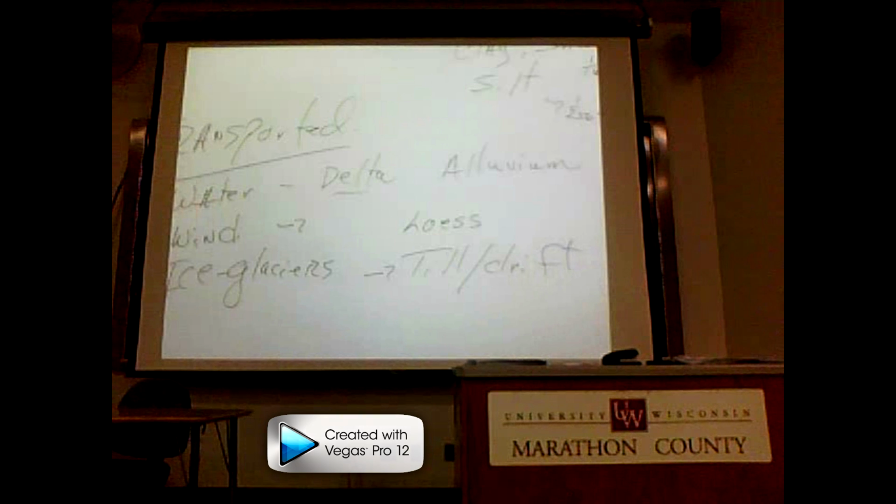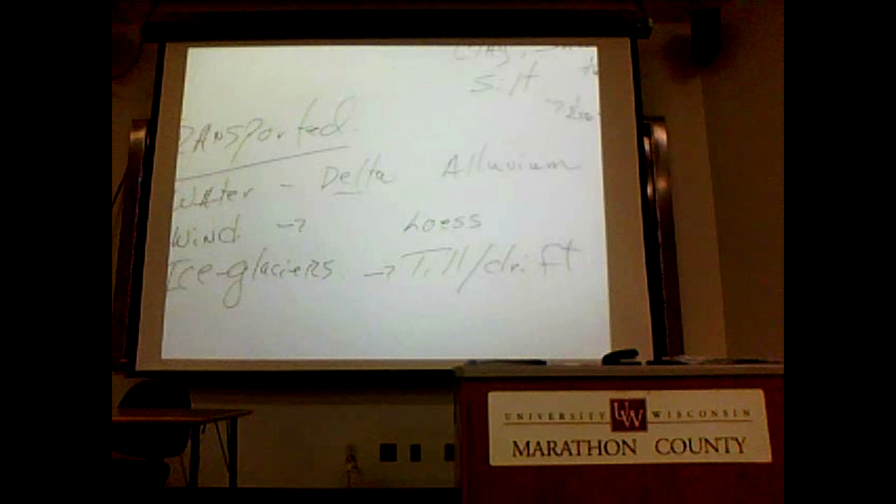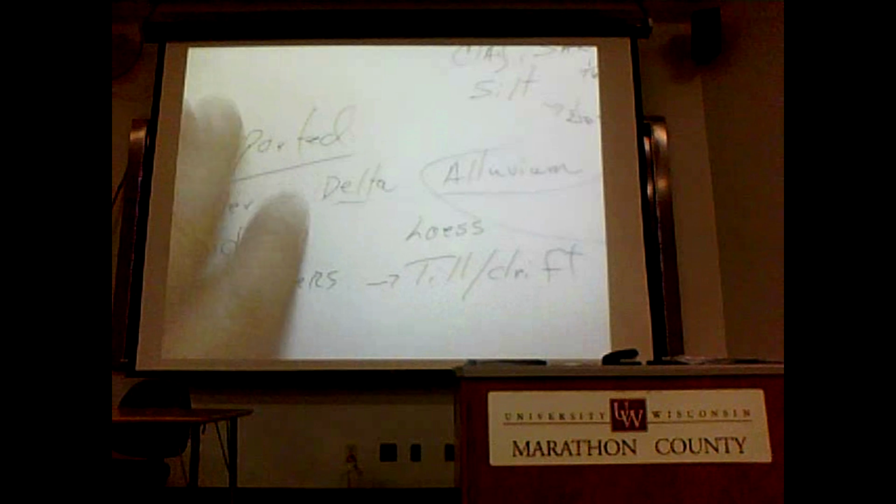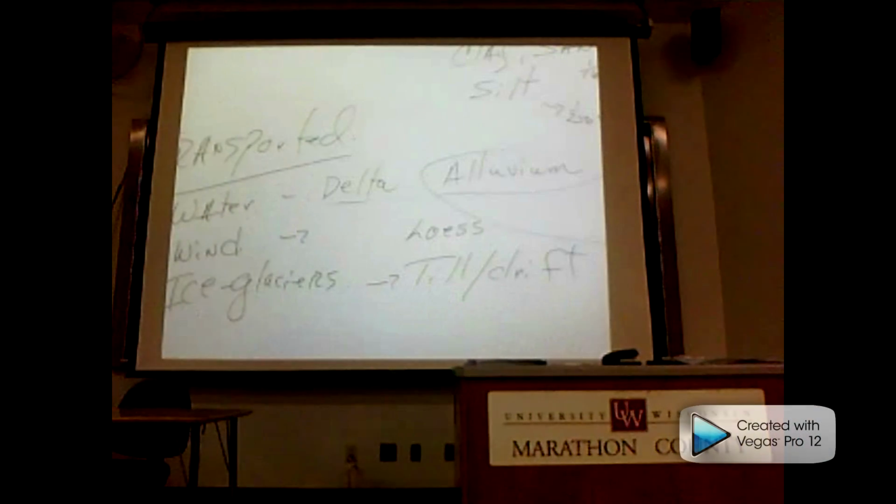Here in the Wausau area, you have combinations of till, drift, and alluvium. The alluvium would be along the Wisconsin River. And everywhere else, you would have glacial materials transported. In Wisconsin, the only place we have parent material from bedrock is southwestern Wisconsin. Everywhere else, it's transported.